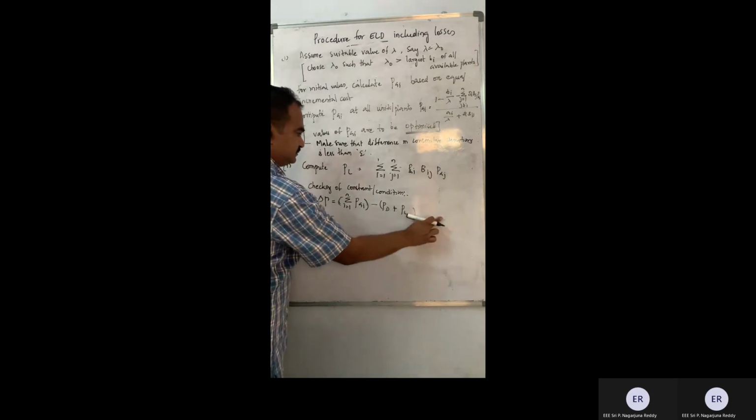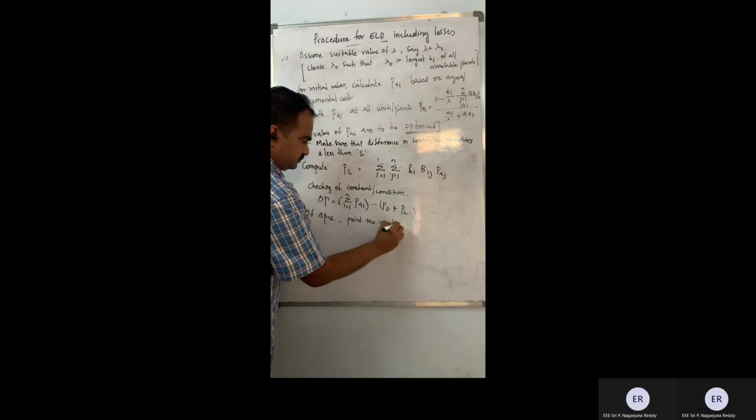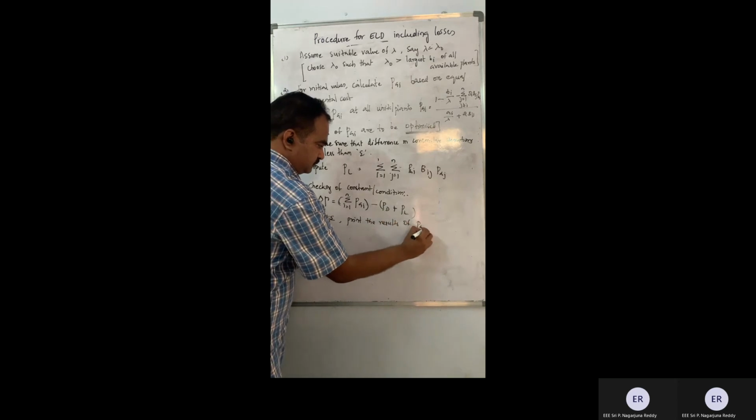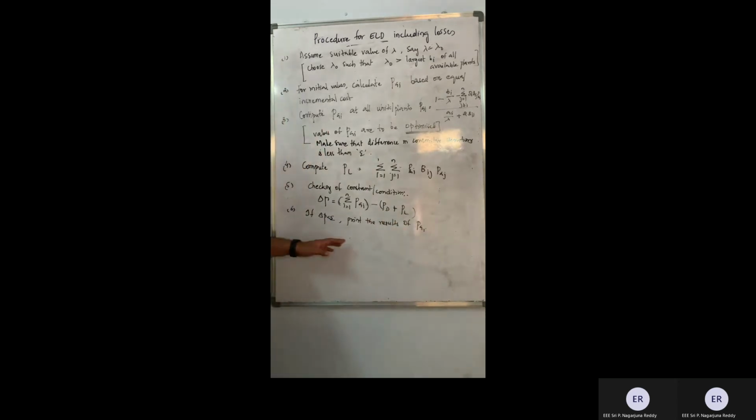This is called delta P. I will name it delta P. If delta P is less than tolerance, so I am computing delta P. If delta P is less than tolerance, then print the result. You can directly say that the so far obtained values of PGI are going to be your economic or optimized generation.